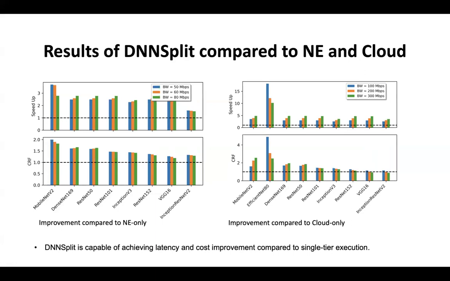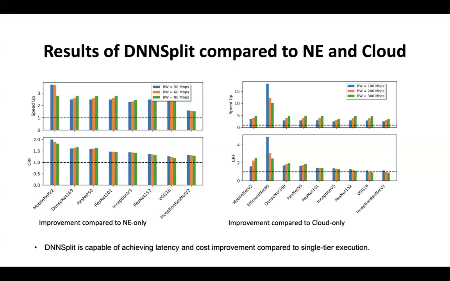In these plots, I show the improvement compared to near edge on the left and compared to cloud on the right. I use different bandwidths to compare with near edge and different for cloud because these are the bandwidths at which the near edge only solution is the best. So I compare with them at that bandwidth with near edge only, and so on cloud. In both these cases, it shows that DNN split is capable of achieving latency and cost improvement compared to a single tier execution.